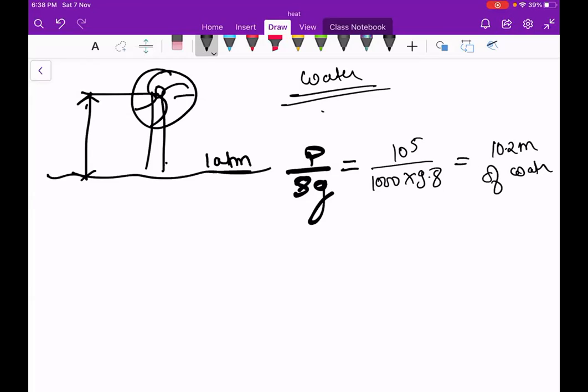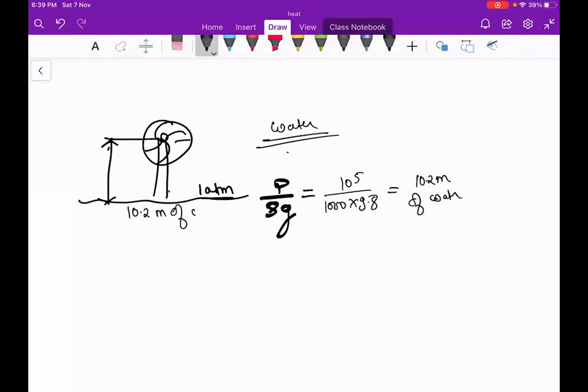Does anyone have a doubt here? So how much is the pressure here? 10.2 meter of water. Anyone has a doubt up to this point? Okay, fine. Now when the pump rotates at the center, for the fluid to move, should the value be greater than 10.2 or less than 10.2?